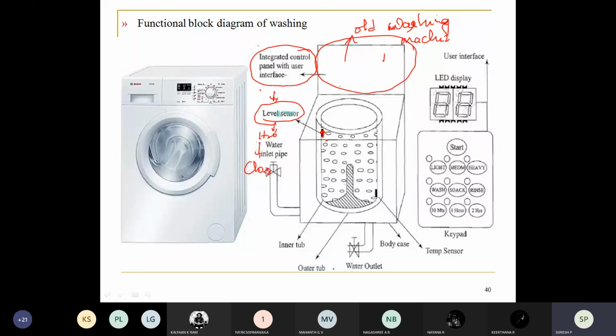It will close the inlet pipe. So after that, the outer tub is there, and the inner tub is going to rotate now. Whatever inner tub you have, that will make it rotate.